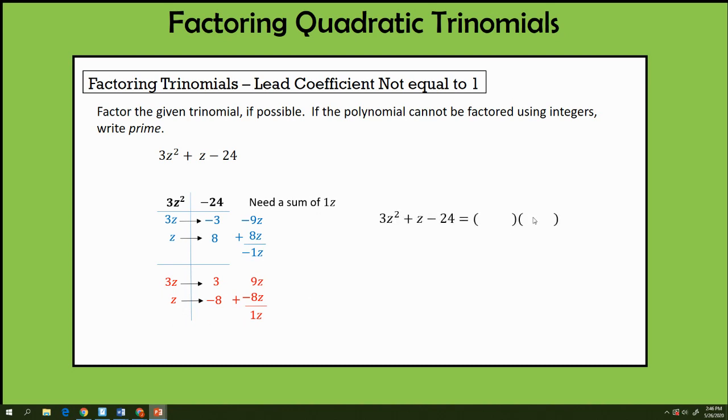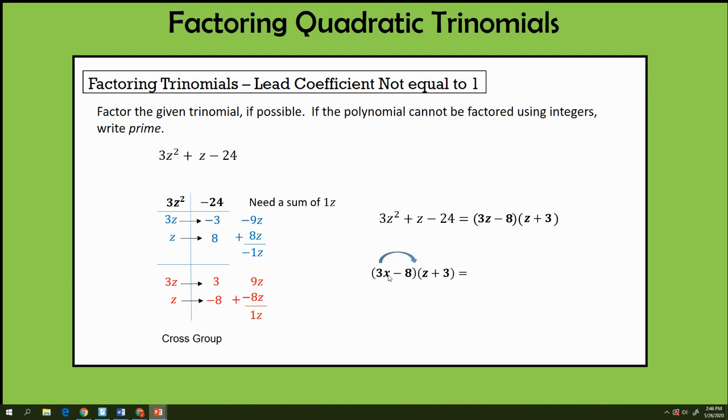Now, remember, when I go to put in my parentheses, cross group it, right? So the 3z and the negative 8 have to go in the same parenthesis, and the z and the 3 have to go in the same parenthesis. And that's to get that FOIL combination right, so I get that middle number right. So let's just go through that here.